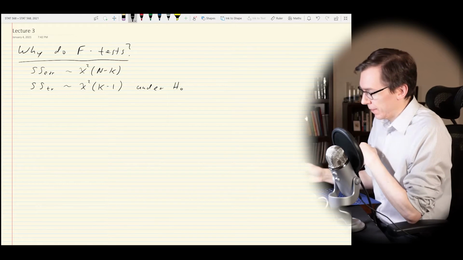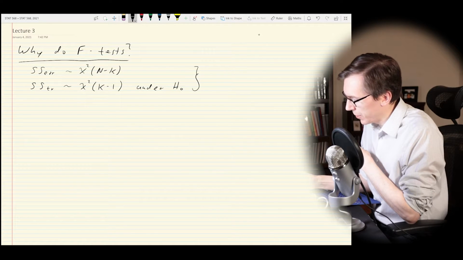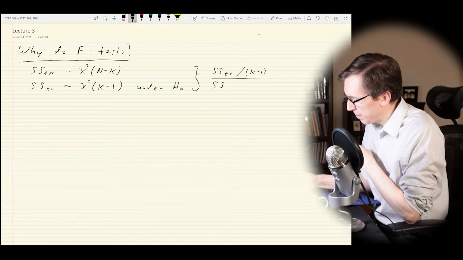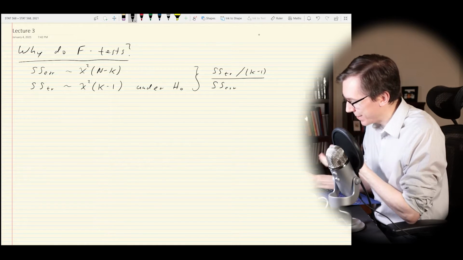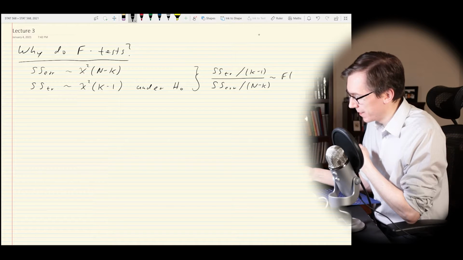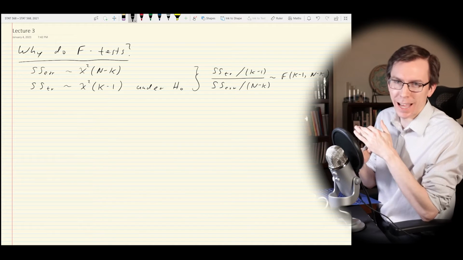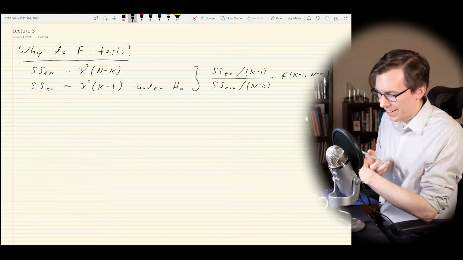Okay, so distributionally, that means that if we take the ratio of the two of these things and divide by their respective degrees of freedom, then we get an F distribution. But that tells us that we have an F distribution under the null hypothesis. It doesn't tell us why this is valid, or the best thing we can do, under all the strict assumptions like normality and IID errors, etc.